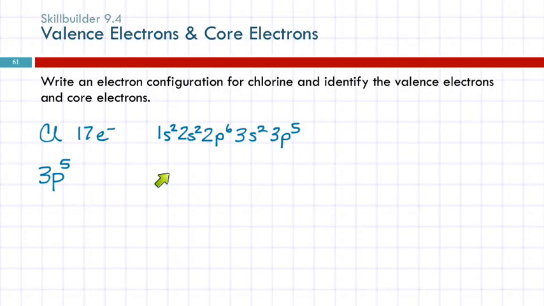So then identify the valence electrons. We're going to look at these numbers, 1, 2, 3. We're going to find the largest number. And all of the electrons on that level are valence electrons. So those are the valence electrons. How many are there? 7. 7 valence electrons. And the rest of these are core electrons. And there's 10 of those.